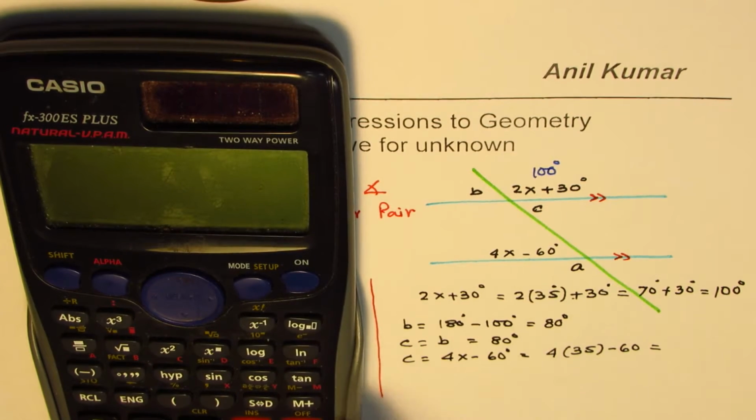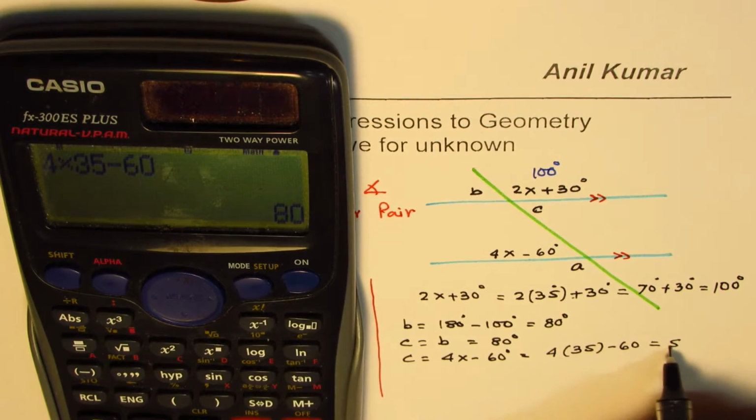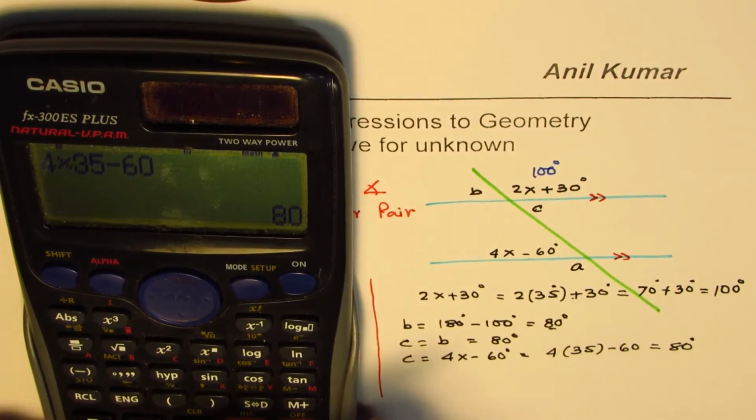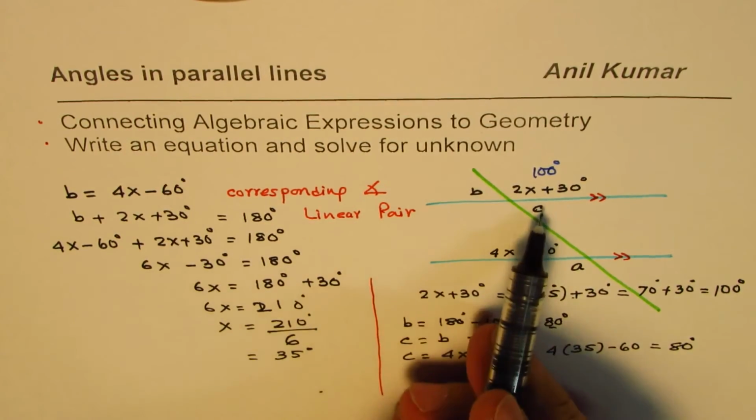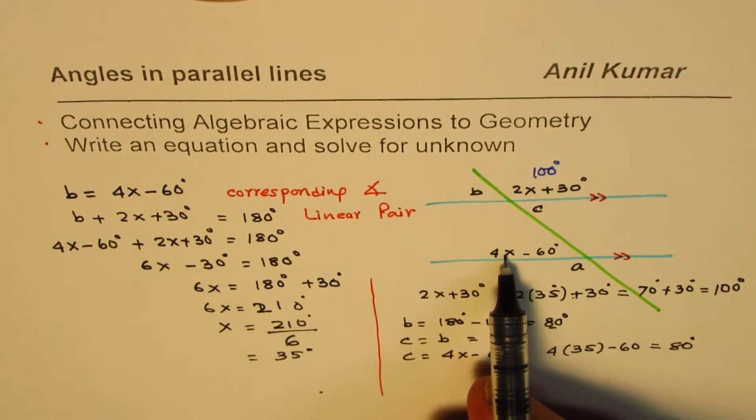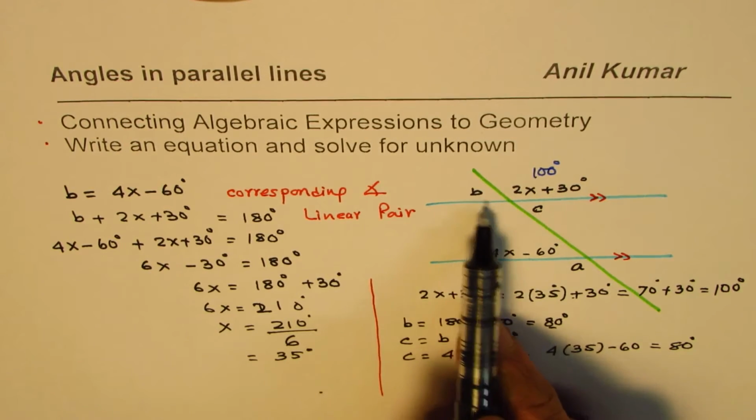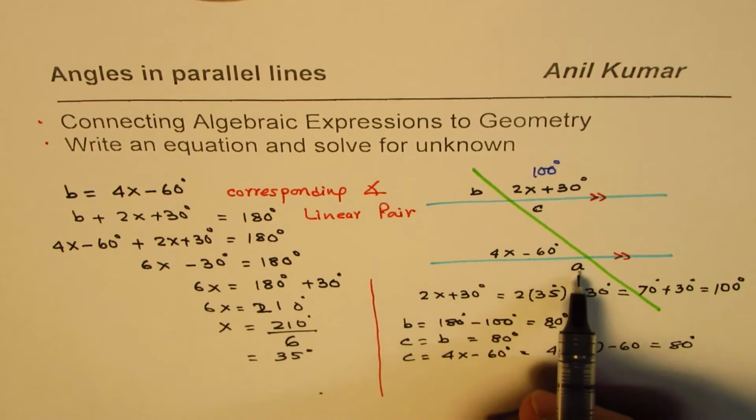Let's do it by calculator. 4 times 35 minus 60 equals 80, right? So we get the same result as expected. So B and C are equal, and C and this angle are equal, right? These are alternate angles. Those were opposite angles.